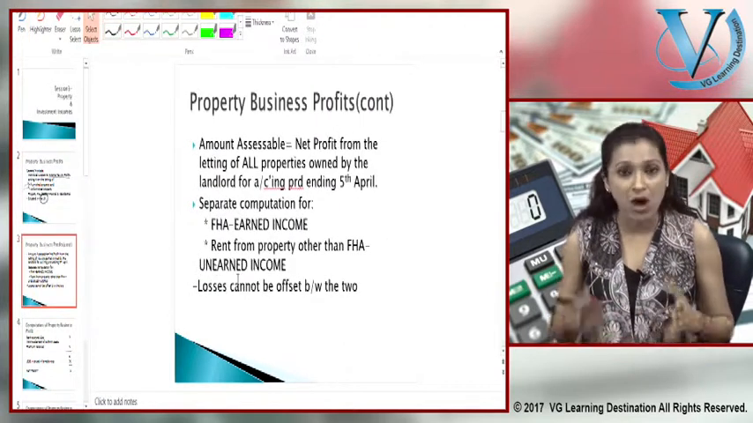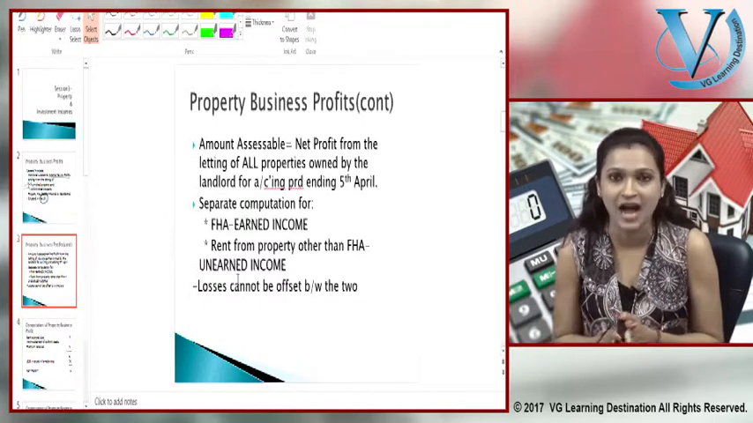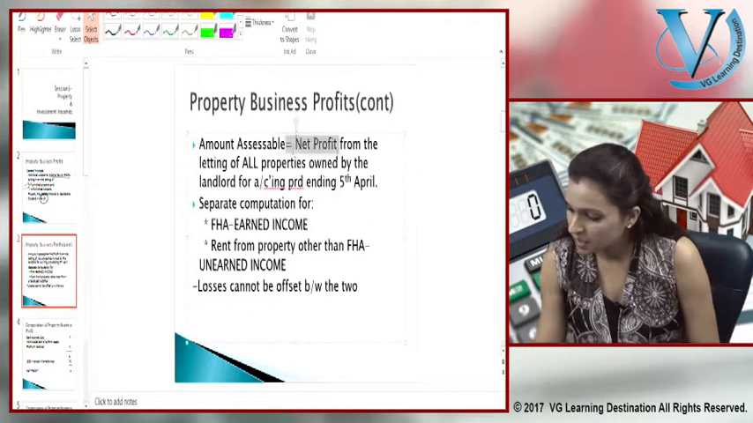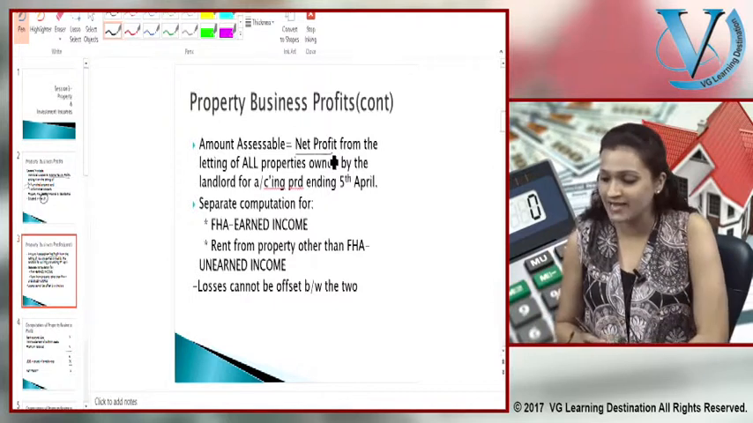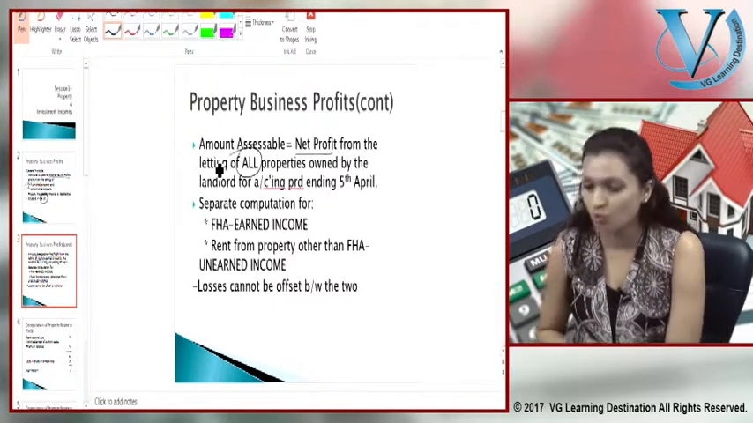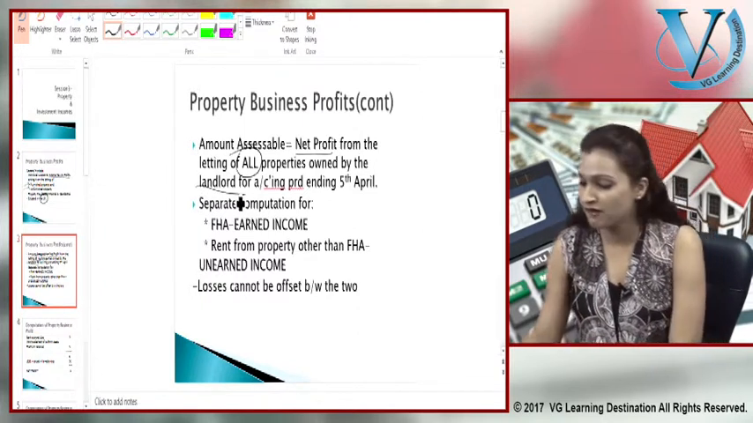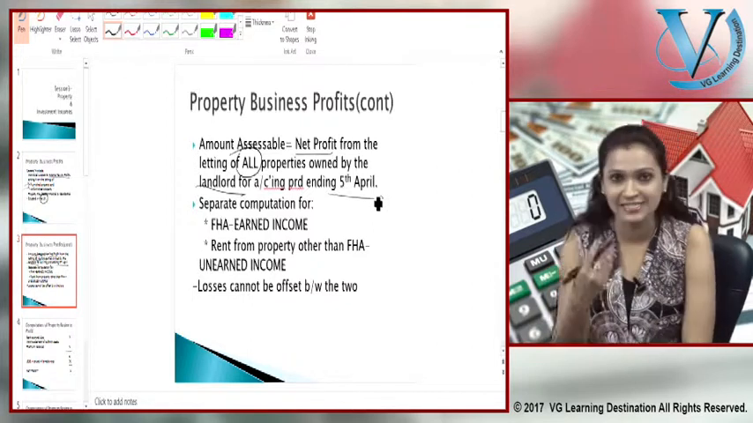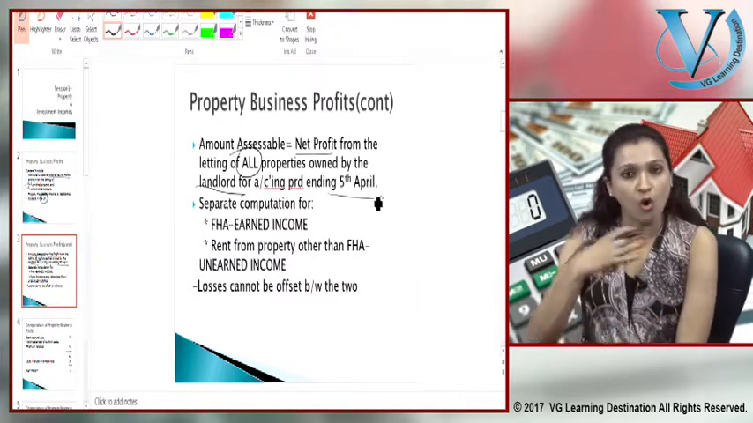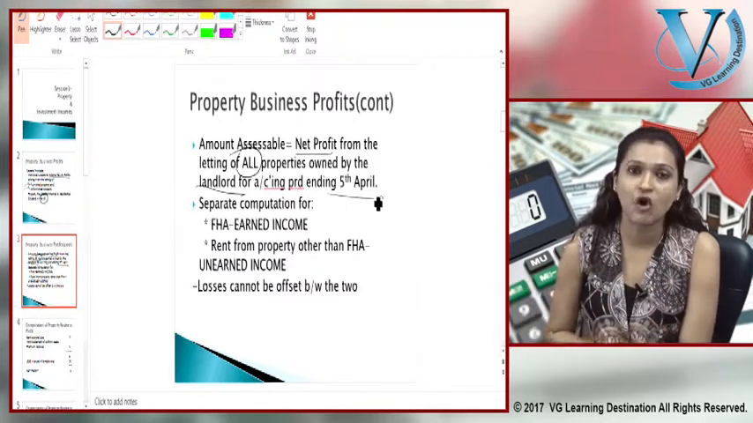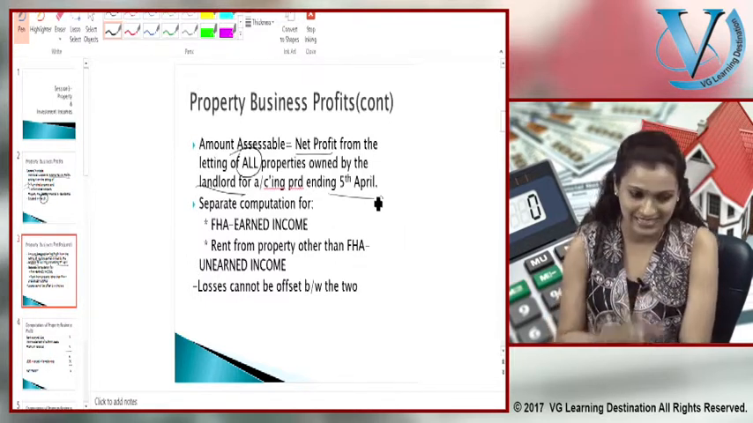What next? What is the amount that is going to be assessable under your property income? You first start with the net profits. Let me just grab the pen again. The net profit from the lettings of all the properties owned by the landlord for the accounting tax period, which ends on the 5th of April every year. So for 15-16, you're going to look at all the incomes that have arrived to the landlord for all his said properties, starting from 6th of April 2015 up till the 5th of April 2016.